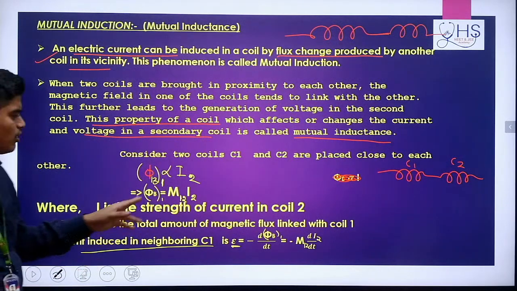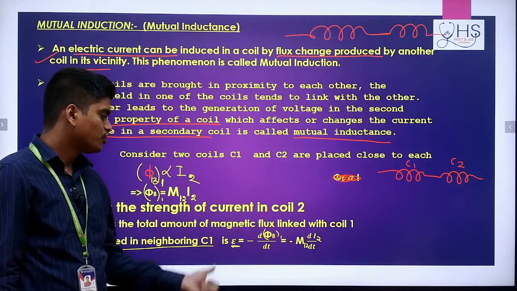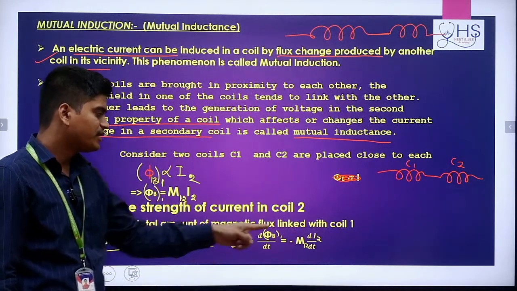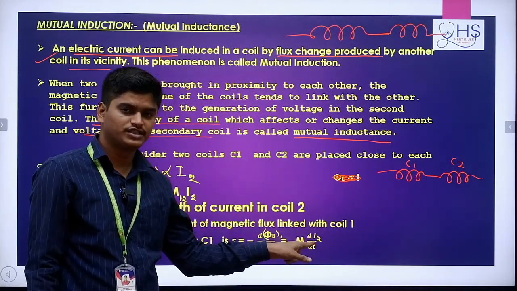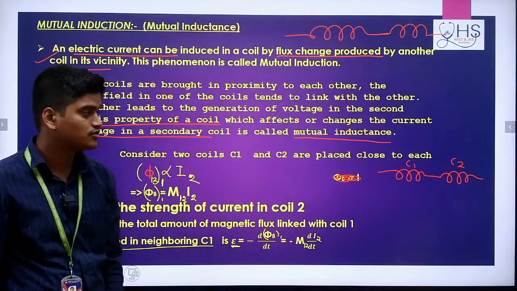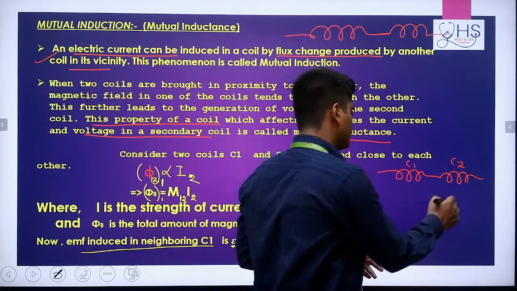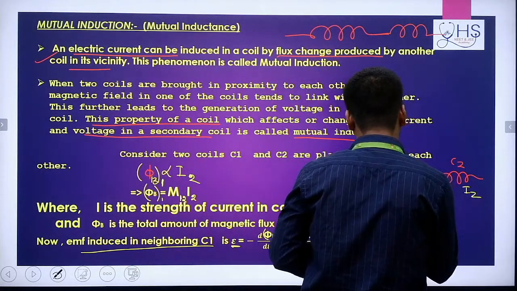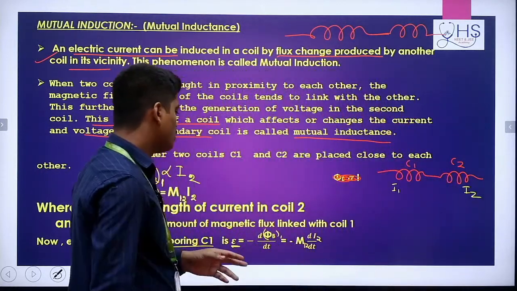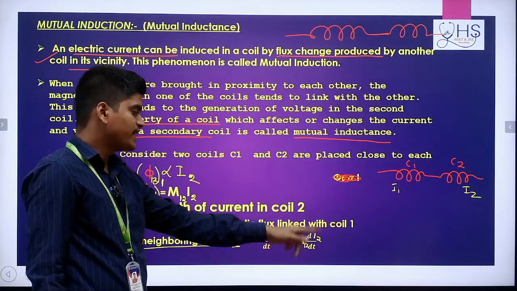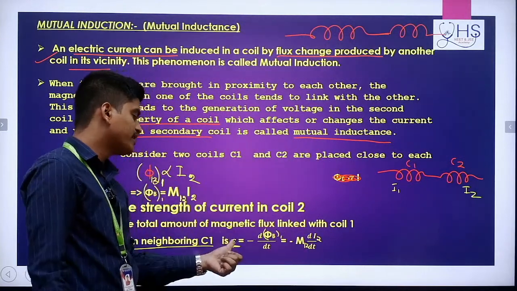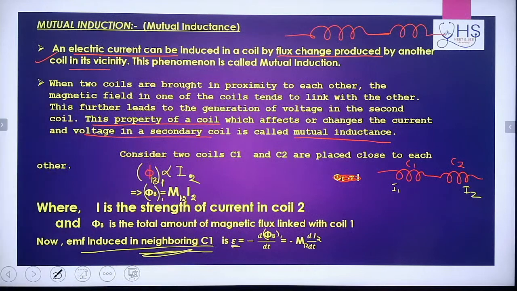You can also give the number. So the EMF induced in coil 1 depends on the rate of change of current in coil 2. See, dI2 by dt is coming, so I2 is definitely the current in coil 2. Here it is I2, here it is I1. Are you understanding? So this is what they are telling: change in current in coil 2 is inducing an EMF in coil 1.